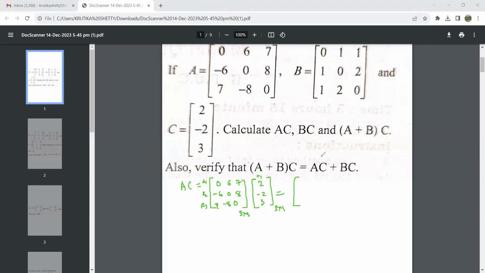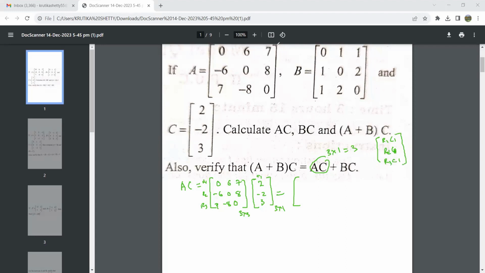The order of this new matrix will be, see, 3 cross 1. The order will be 3 cross 1. So see, 3 cross 1 means it will have only 3 elements. Okay, and those 3 elements, see, it will be of the form R1 C1, next R2 C1, and then R3 C1. Okay, because C matrix has only one column.